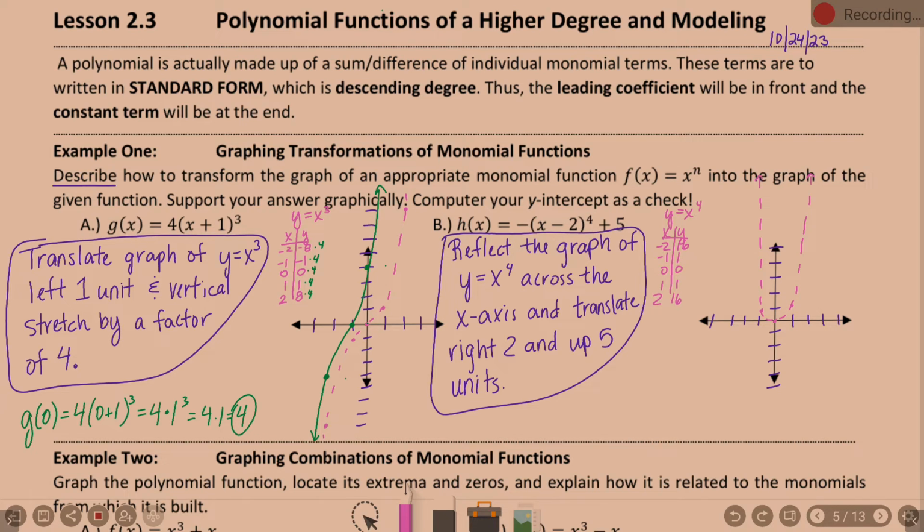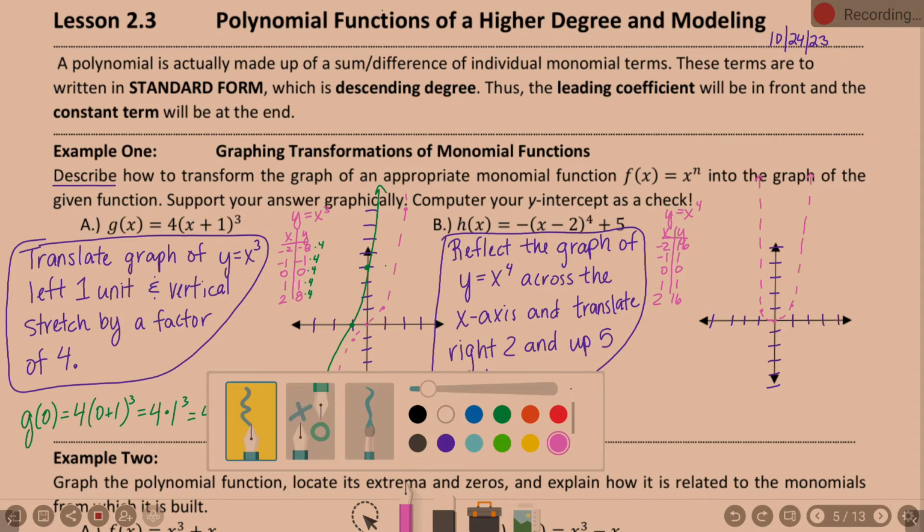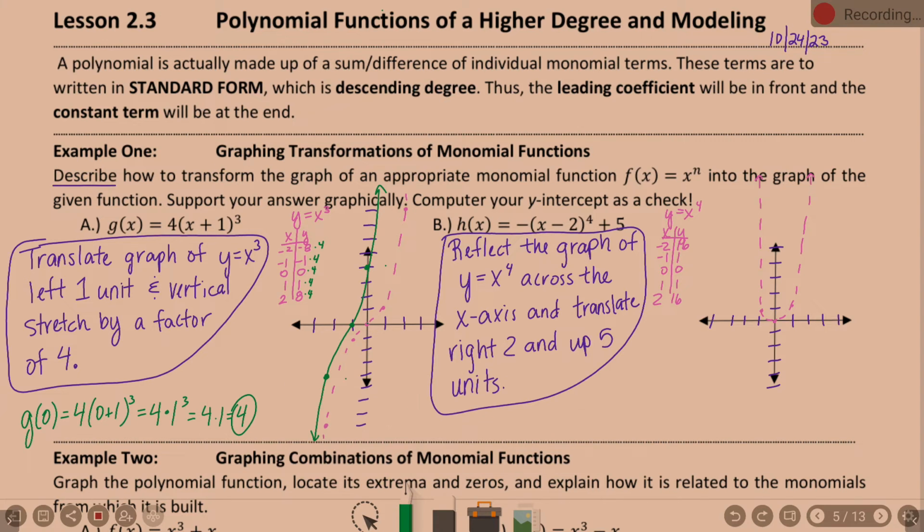Okay, so that's my initial graph. And it's not that you have to graph the initial graph, I just think it's helpful at this point in our lives. Okay. Now this one's a little easier to graph in my opinion because you don't have a stretch. Can you visualize what to do here?